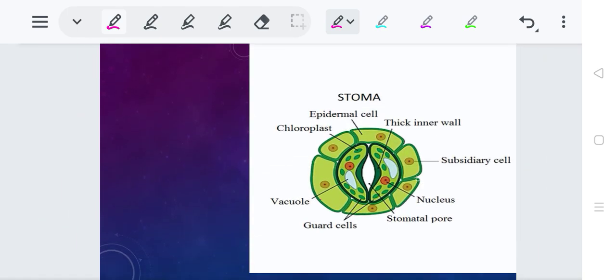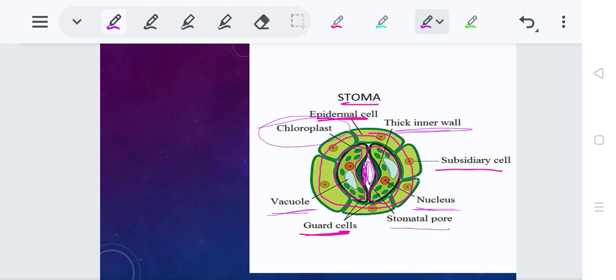Now we have stomata structure. First, stoma. So this is epidermal cell, guard cells. So these are epidermal cell or subsidiary cells. So then we have guard cells. These are guard cells. These regulate the opening and closing of the stomata. So this space between them is known as stomatal pore. So the guard cell have a nucleus, a vacuole and thick inner wall and chloroplast. So this is the structure of stomata.